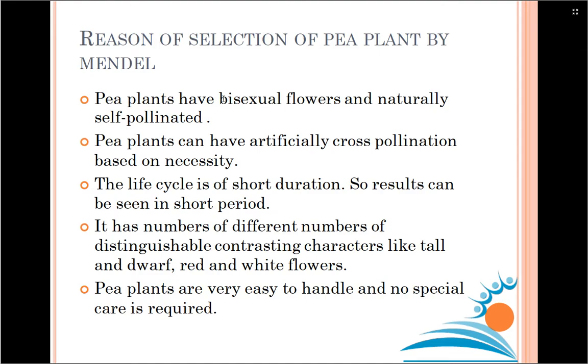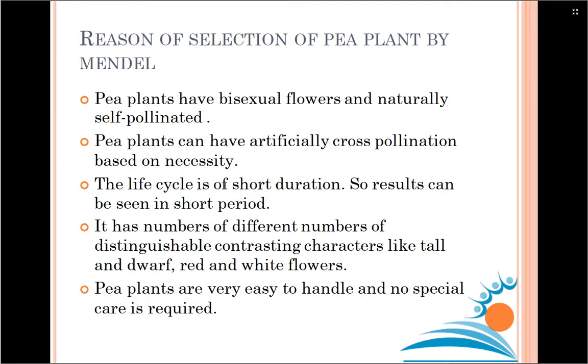Pea plants have bisexual flowers. Bisexual flower means both male and female organs are present in the same flower. Because of this, when doing the experiment, we can do self-pollination as well as cross-pollination, according to our wish. That is why the pea plant was selected by Mendel.